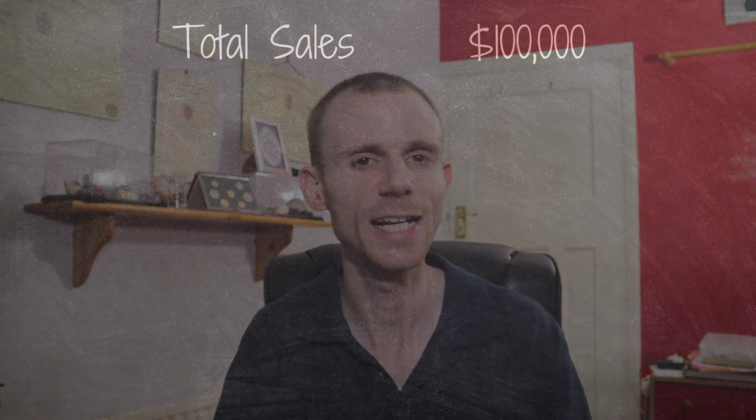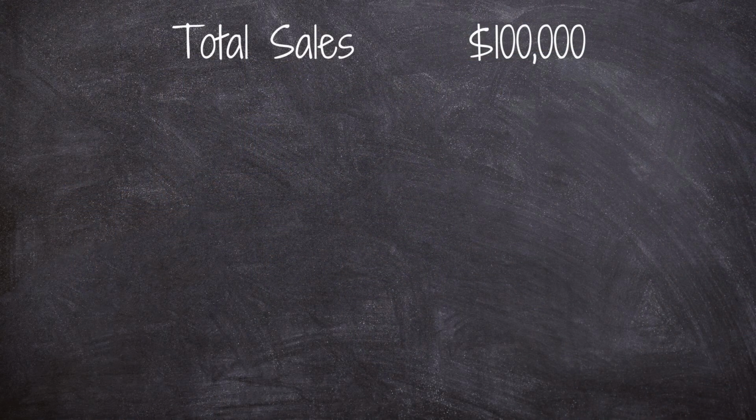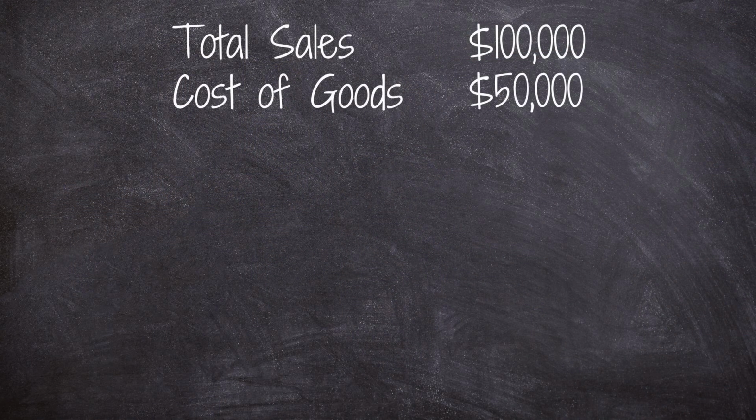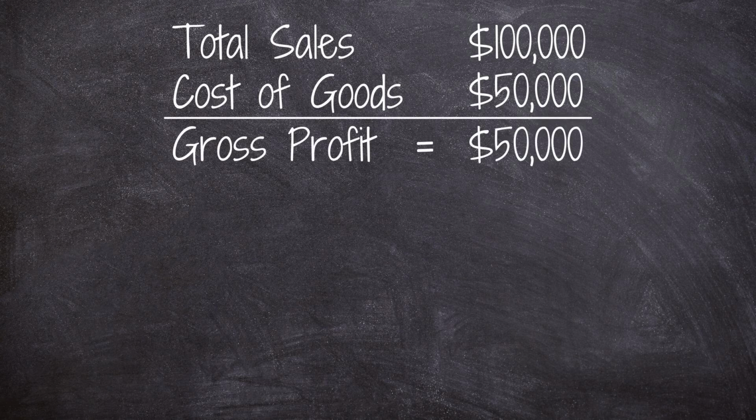Now, obviously, there are lots more expenses that your business can incur. This was just a quick example. So let's do a quick example of end of year reports. Let's say we had sales of $100,000. The cost of goods was $50,000, which gives us a gross profit margin of $50,000 for the year.